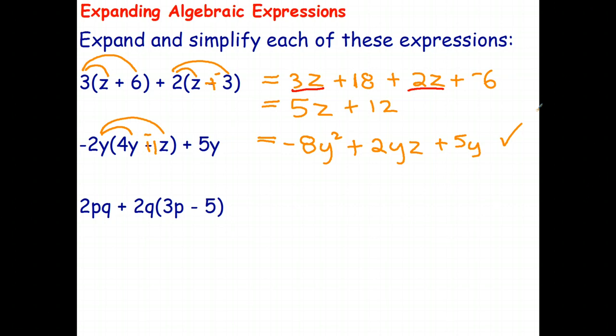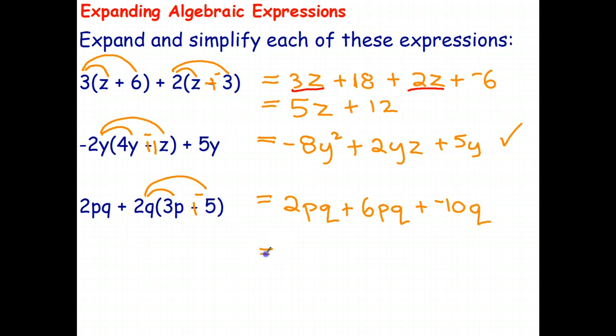Okay, looking at the last one. Once again, probably don't need to do it in this case, but I'll change that to plus negative just to be consistent. And first, I just copy this first term down. There's nothing to do with it quite yet. So 2pq plus 2q times 3p. 2 times 3 is 6. Q times p, written alphabetically, is pq, plus, and we have 2 times negative 5 is negative 10 times q.